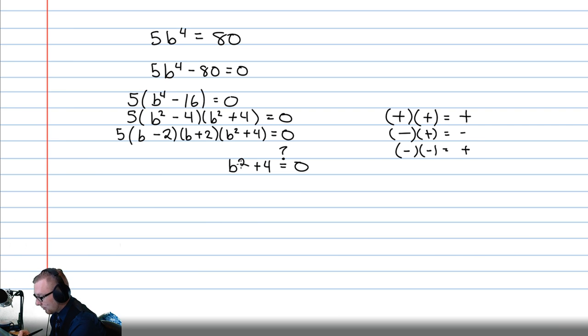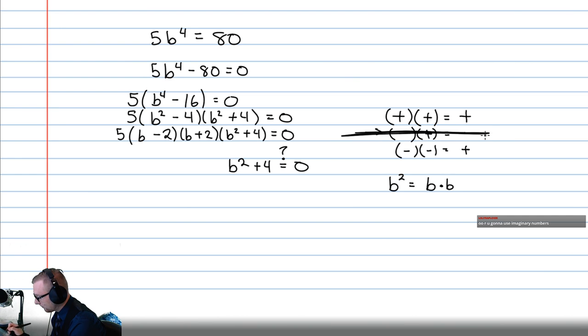Now, what is b squared? b squared is b times b, right? Yeah, which means it's the same number times itself. So the only scenarios are the top and bottom one, because it's the same number, so they will have the same sign. Yes, so this will always be a plus.